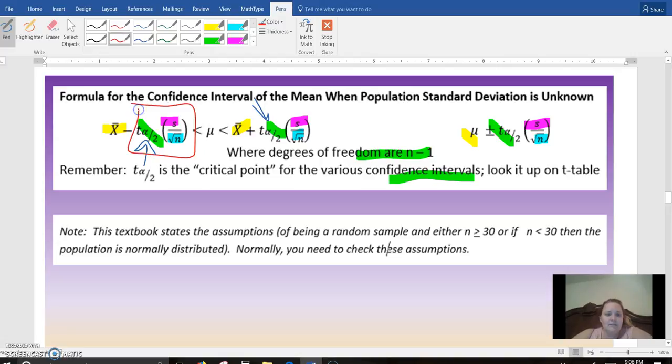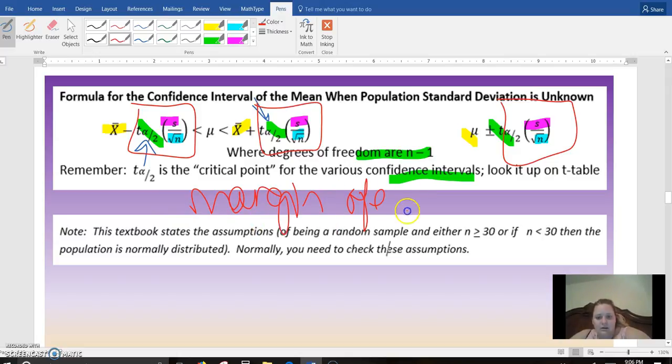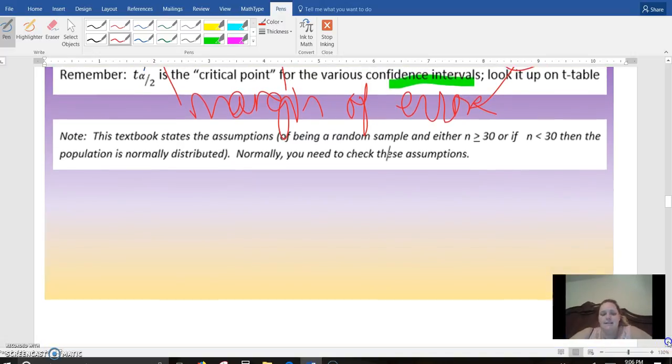Also, this piece is still called the margin of error. Okay. So same basic setup here.